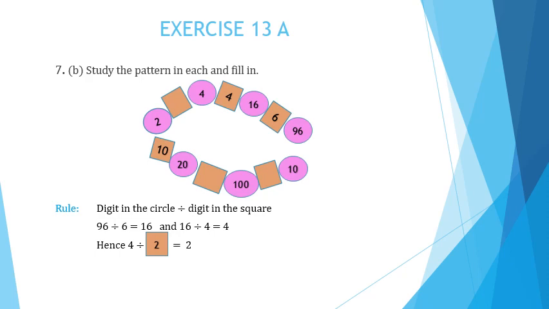Now children, similarly 100 divided by 5 is equal to 20, right? And 10 divided by 0.1 is equal to 100. Clear? So this way, this question is solved.